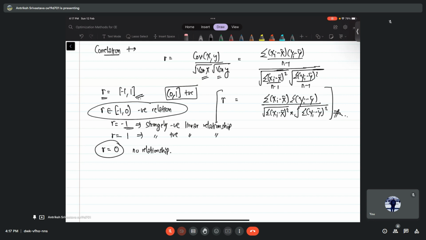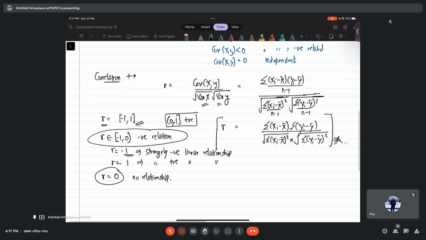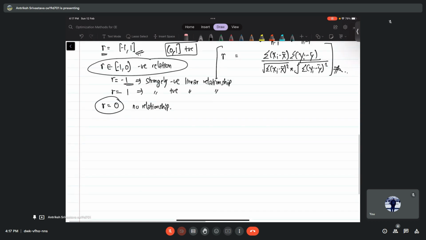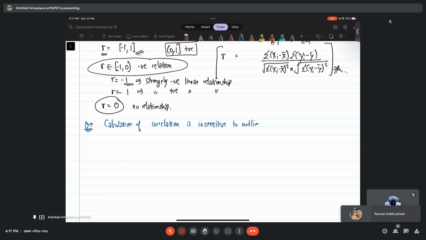Okay, so there is a statement that can come as an MCQ in your exam. I am going to write the question here, and I want you guys to put the answer in the chat. Calculation of correlation is insensitive to outliers. So now you write in the chat your answer, whether it is true or false. You can just type T or F.